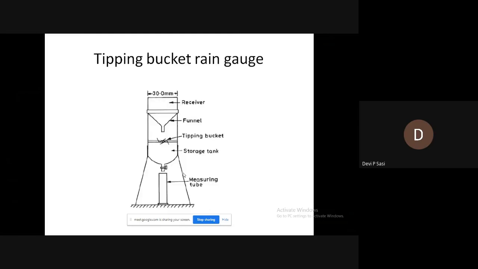Now when one tipping bucket tips, okay, when one bucket tips, it produces a mark on a graph sheet. It produces a mark on a graph sheet. It is not shown here, it is there in the upcoming figures. So one time when 0.25 mm rainfall is filled, it produces a mark on a graph sheet.